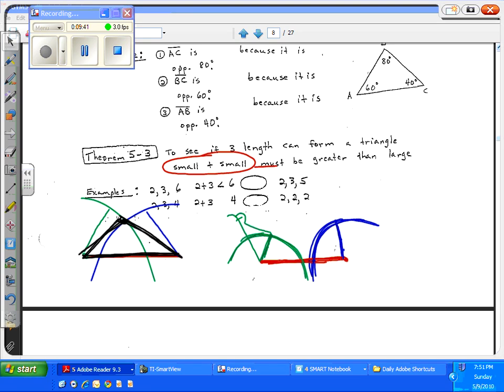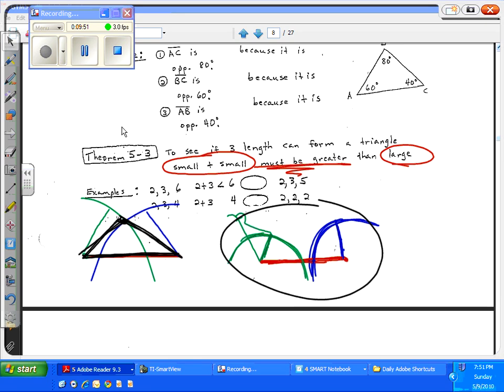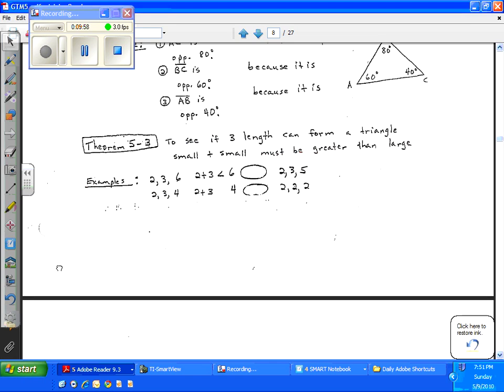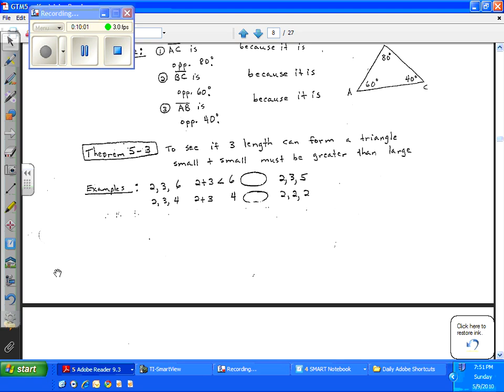The sum of the smaller two sides must be greater than the larger side, or it's going to spin around, spin around, spin around, never make a triangle. Okay? All right, example.